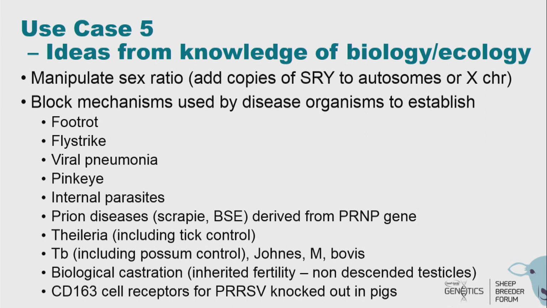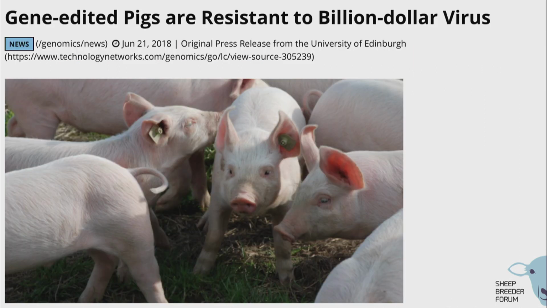So PRRS is porcine reproductive and respiratory syndrome. It's caused by a virus, and it's devastating when it hits your herd if your herd is naive to it. And some researchers worked out the way in which that virus entered the cell, and once it enters the cell, it hijacks the DNA replication mechanisms and gets the cell to replicate the virus.